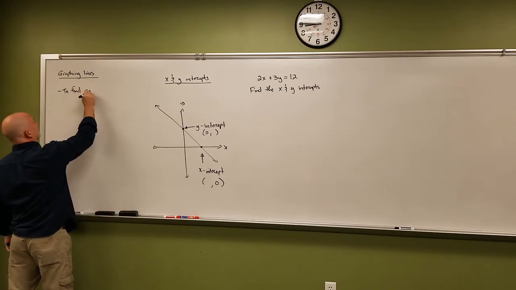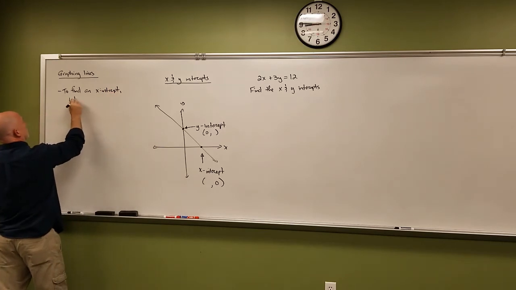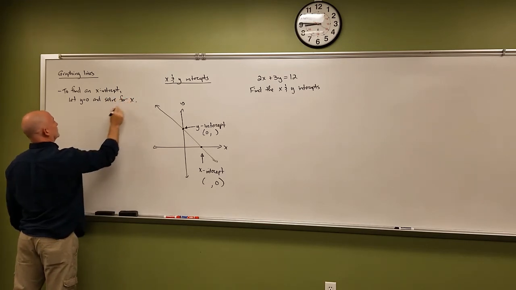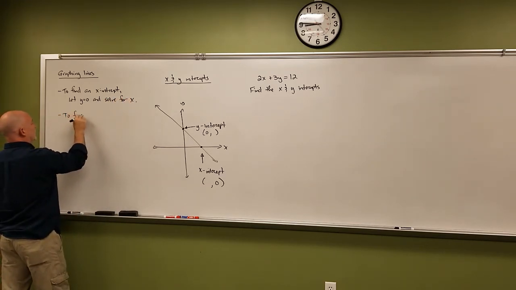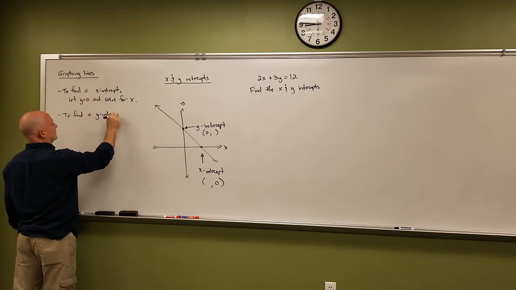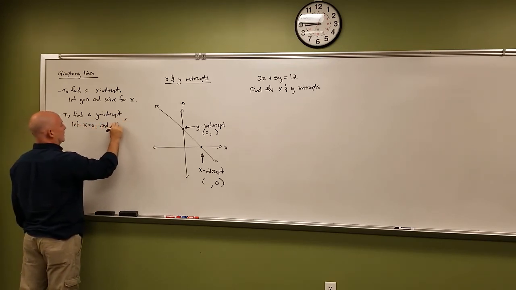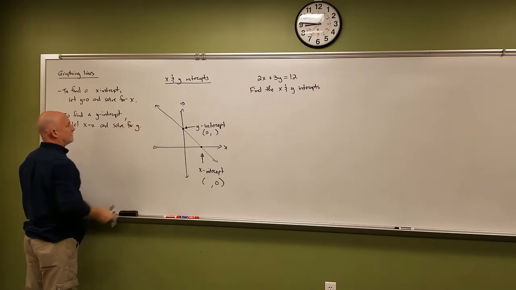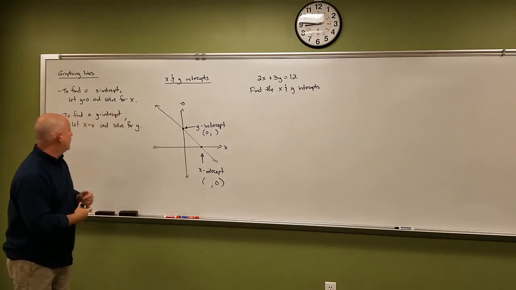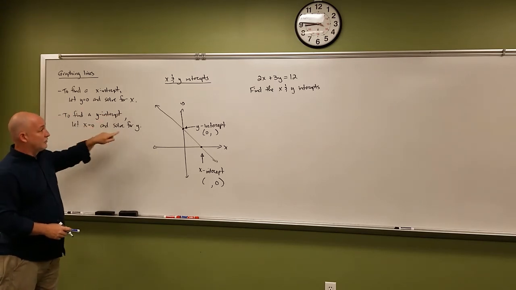To find an x-intercept, let y be equal to 0 and solve for x. And the other way around, to find a y-intercept, let x be equal to 0 and solve for y. Again, you really want to memorize these sentences because this is true always. It never ever goes away. So to find an x-intercept, let y be equal to 0, solve for x. To find the y-intercept, let x be equal to 0 and solve for y.